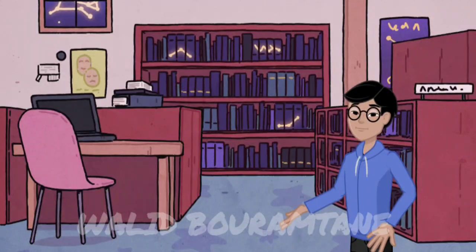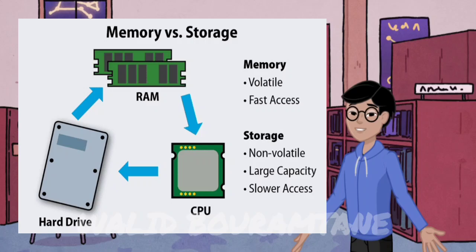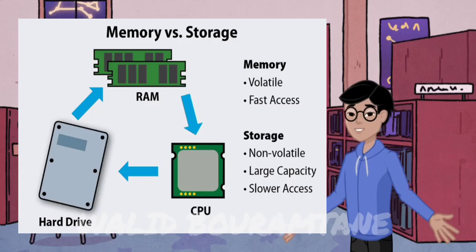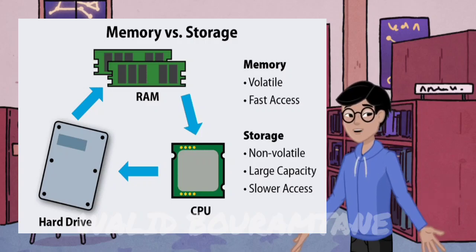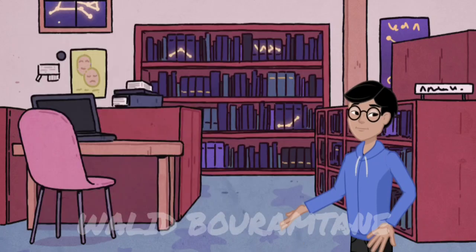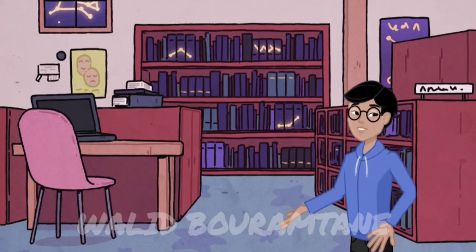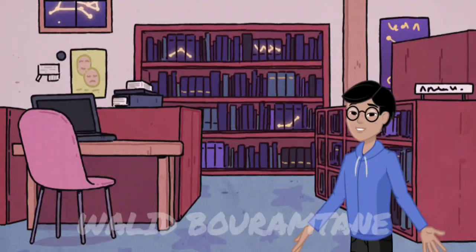RAM is volatile, meaning it loses its contents when the computer is turned off. In contrast, storage refers to the hardware used to store data permanently. This includes hard disk drives (HDDs) and solid-state drives (SSDs), which retain data even when the computer is powered down. While HDDs offer large capacities at a lower cost, SSDs provide faster data access and improved performance. Both types of storage are crucial for saving files, applications, and the operating system itself.